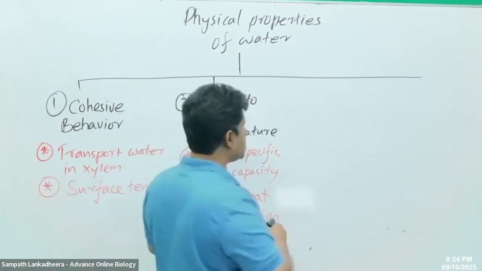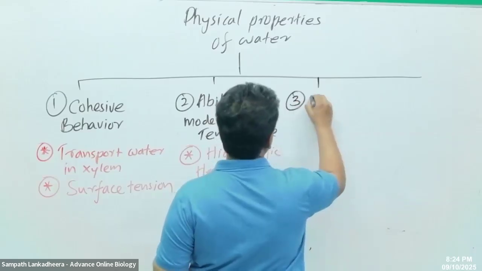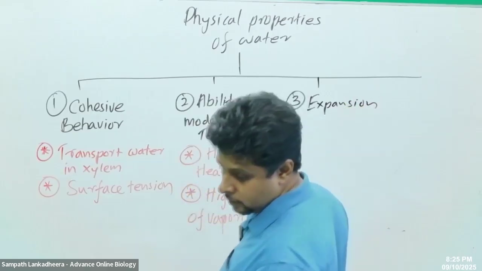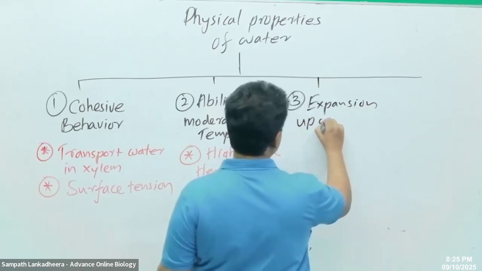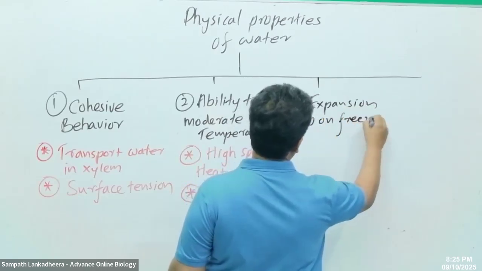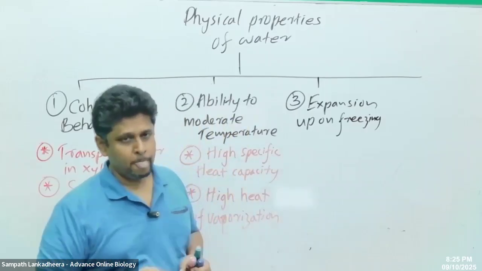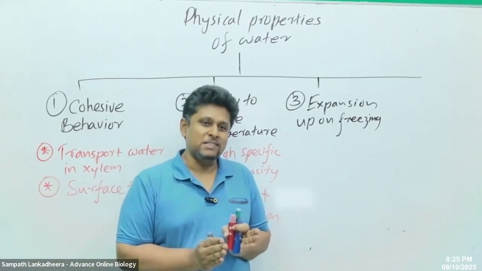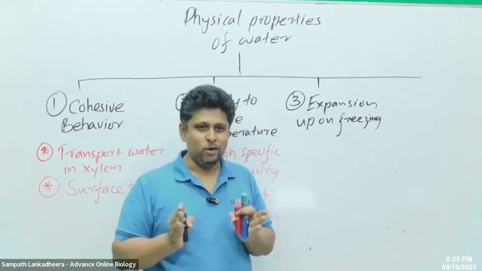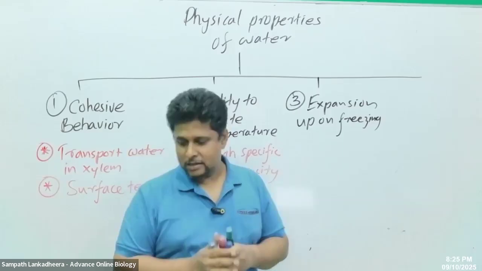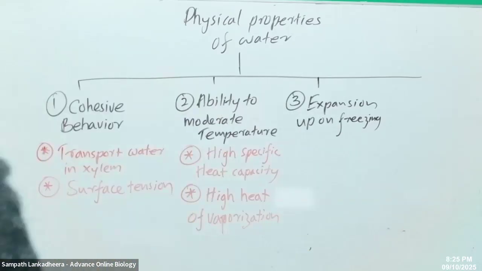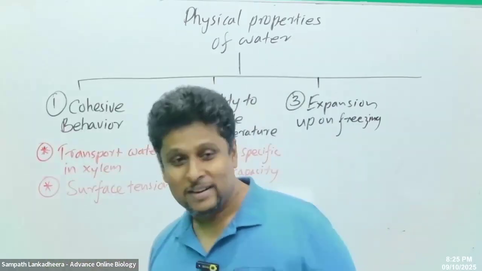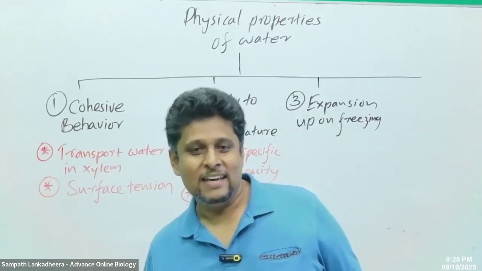Third one we learn is expansion upon cooling, expansion upon freezing. We learned that for most compounds, as they cool, there is a continuous volume decrease. Even if you take metal or concrete, decreasing temperature decreases the volume.